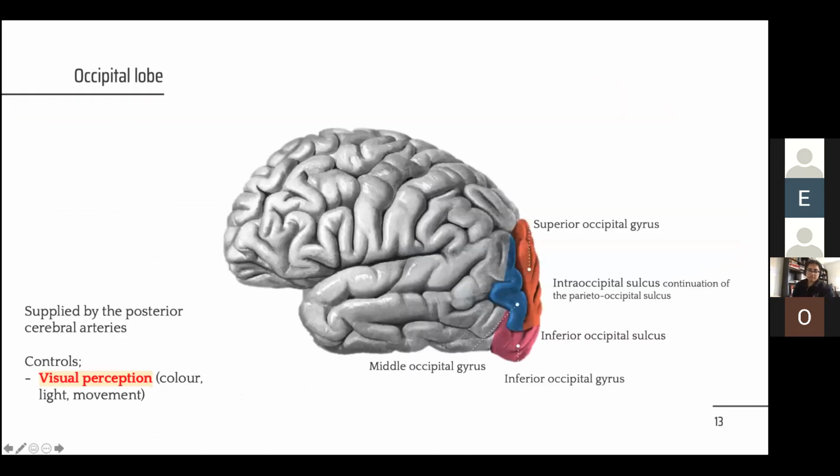All right, occipital lobe. The only thing that the occipital lobe does is visual perception. In the occipital lobe, you've got a superior, middle, and inferior, so three gyri. And this one's only supplied by the posterior cerebral arteries. And the only thing that it does is visual perception.